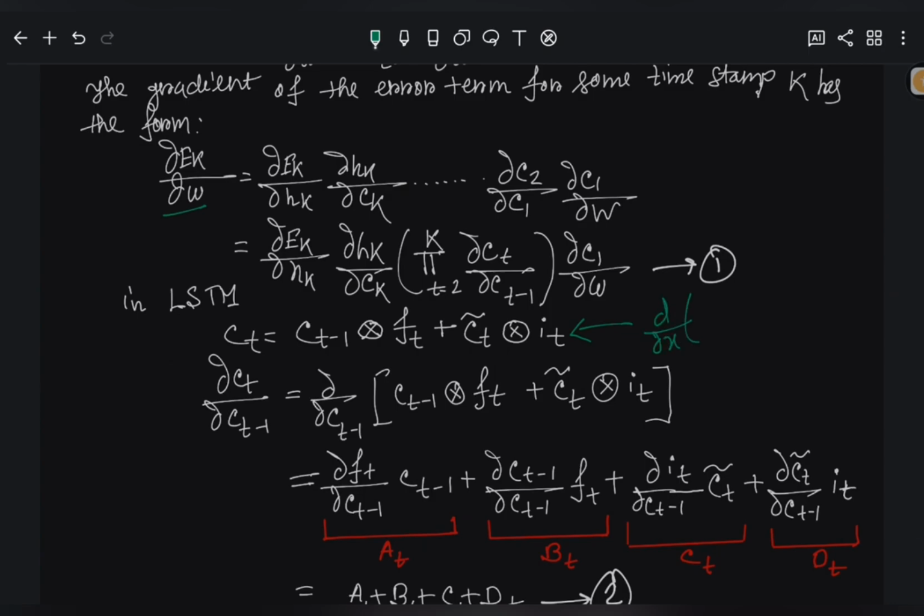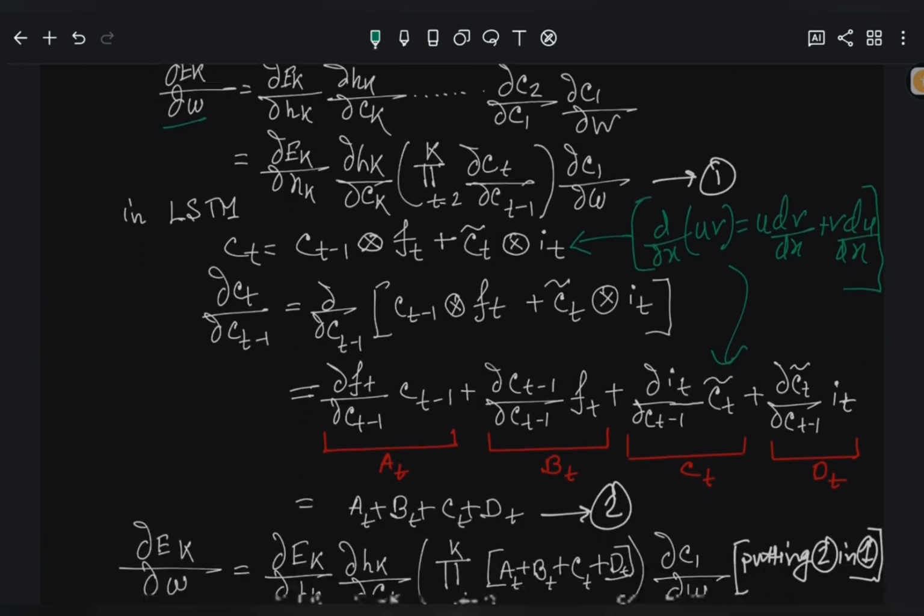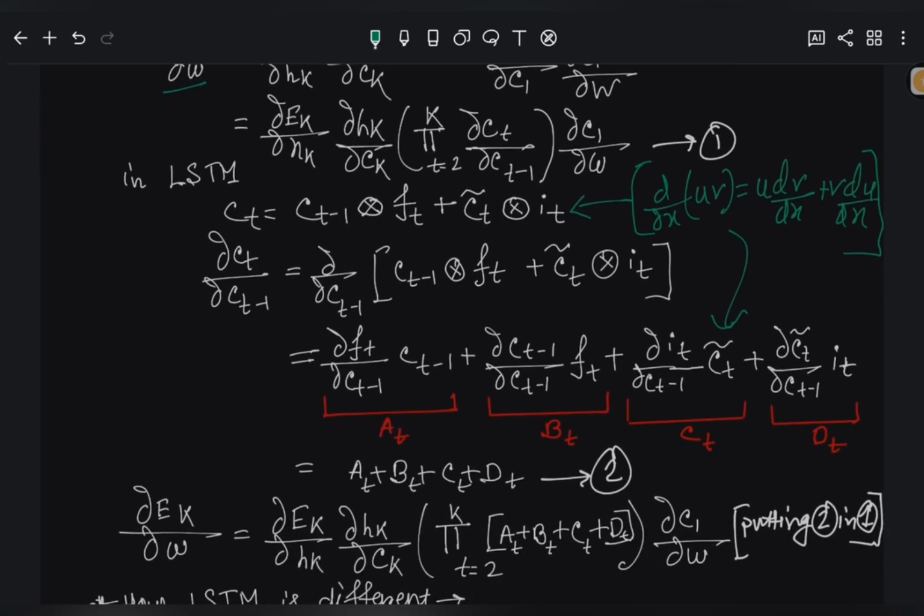If I just take, it will look like u multiplied by dv by dx plus v du by dx, right? So this is the formula which we will use. This is the derivative formula of the product term, and we will get this term, right? We can see each of the terms here is in summation form, right? And if we denote each of these terms with a t, b t, c t, and d t, we can see this is equation 2 which we are getting, and all these terms are additive in nature, right?